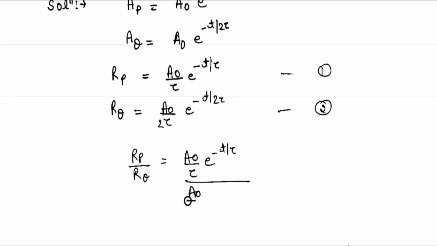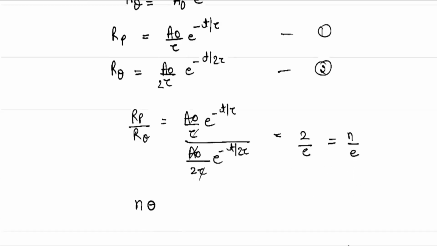So we have the rate of change of activity, Rp divided by Rq, equals, we have to divide these. So if we divide 1 by 2, we get the ratio here. So this is A naught divided by tau, e power minus t divided by tau, and this is A naught divided by 2 tau, e power minus t divided by 2 tau. So this and this will cancel out, this and this will cancel out. So we are left with 2 divided by e, and we have been given here N divided by e. So on comparing, we get N equals 2, and this is the answer for this question.